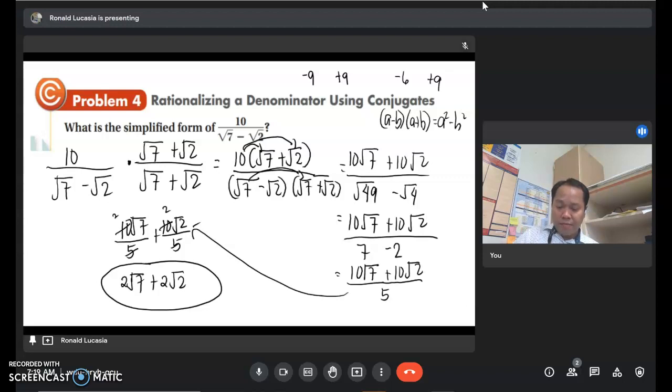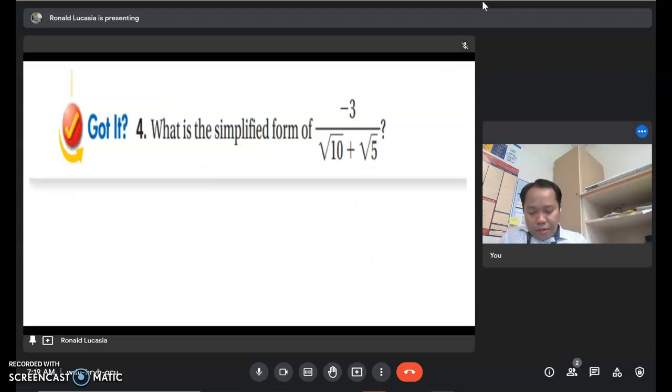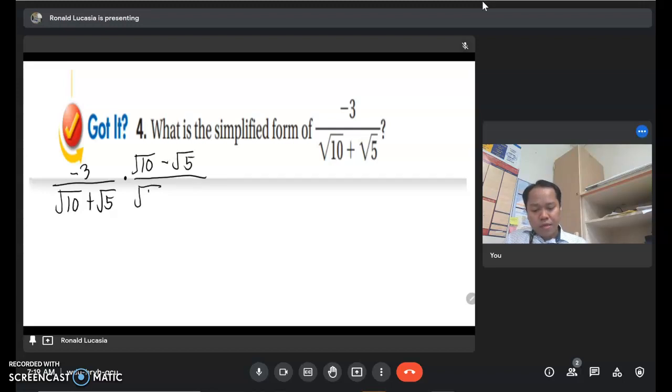Okay. The last one, negative 3 over the square root of 10 plus the square root of 5. You have to multiply it by the conjugate of the denominator. The conjugate, it's like the opposite of the denominator. And the opposite of the denominator is the square root of 10 minus the square root of 5 over the square root of 10 minus the square root of 5.